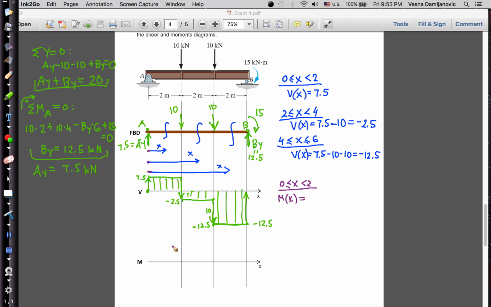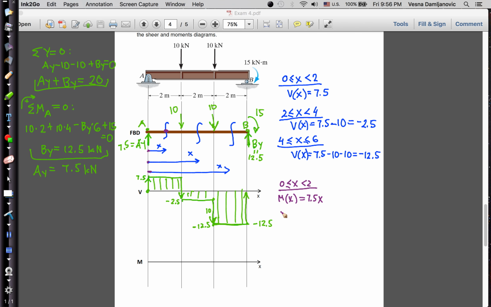So let's start. So the first, we're looking here, for this section here, the moment for that point in the section, that means you're looking for the moments around that point, is Ay, it's positive, right? So it's Ay times x. This is 7.5 times x. And that's all there is. And so we'll see how much that is at 0, how much that is at 2.